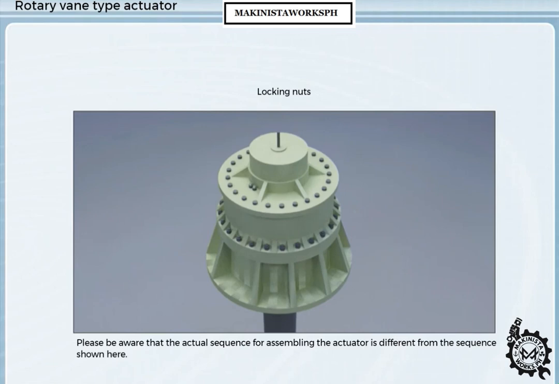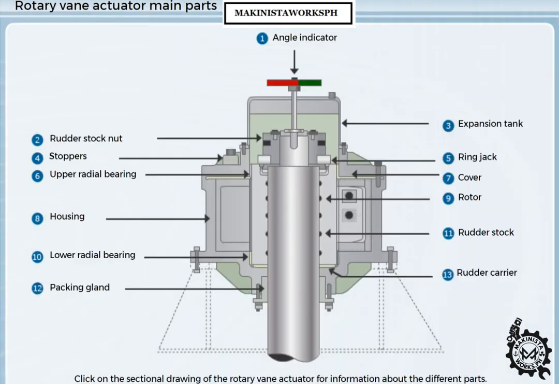Please be aware that the actual sequence for assembling the actuator is different from the sequence shown here. Click on the sectional drawing of the rotary vane actuator for information about the different parts.